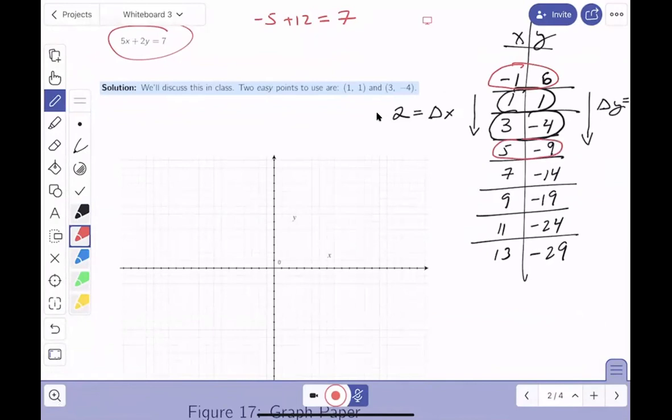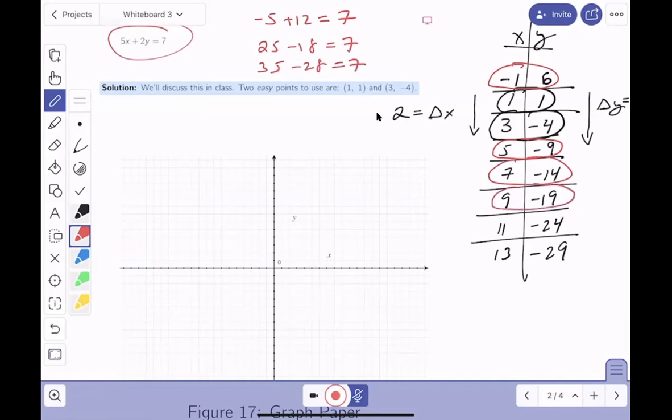Let's check this one. I don't know. Maybe it doesn't work. If x is 5, you get 25. And if y is minus 9, you get minus 18. Does that give you 7? Yes. Let's do the next one. I know it's tough. If x is 7, you get 35. And if y is minus 14, you get minus 28. Does that equal 7? Yes.